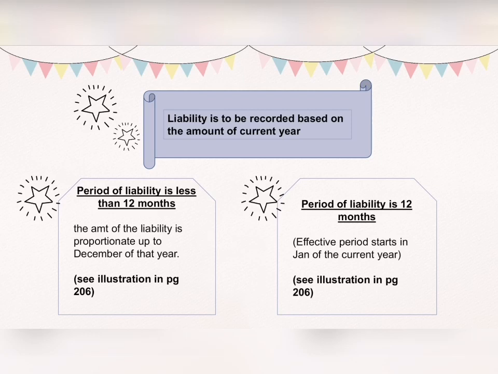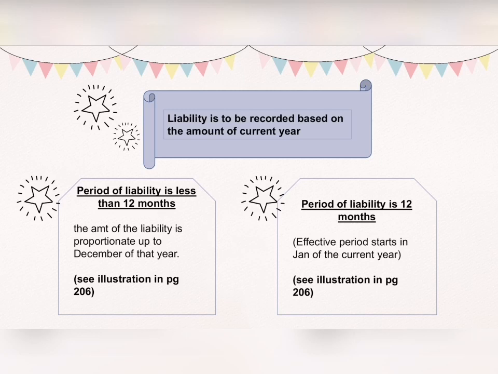For a liability with a period of less than 12 months, if the contract or agreement is signed for a period of 1 year starting in the middle of the current year, the amount of liability is proportionate up to December of that particular year. For example, when a contract amounting to 60,000 is signed for 1 year starting from May, the amount to be recorded is 60,000 times 8/12, which is 40,000. 40,000 is the amount to be recorded. And why is it 8/12? Because May to December is 8 months and the contract was signed for a year, which is 12 months. The other one is for a liability with a period equal to 12 months.